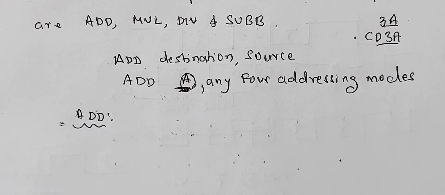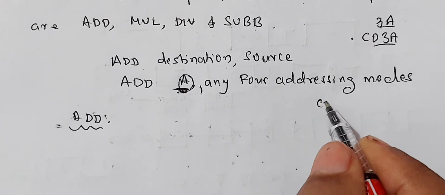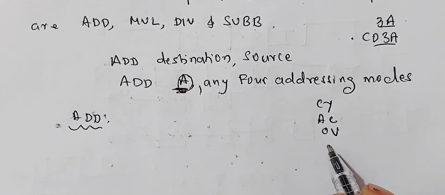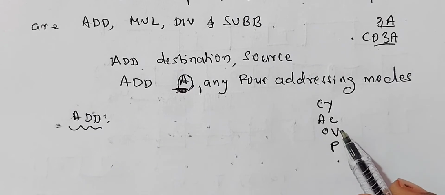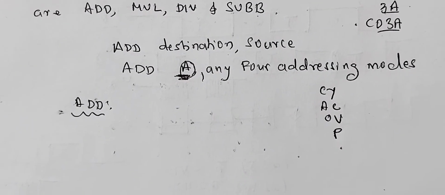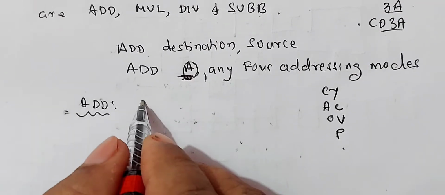Now, during the arithmetic operations, usually 4 types of flags of the program status word are affected. These 4 flags are the carry flag, auxiliary carry flag, overflow flag and parity bit. We will study the carry flag, auxiliary carry, overflow flag and parity flag with an example. Now, I will write the ADD instructions for all 4 addressing modes.